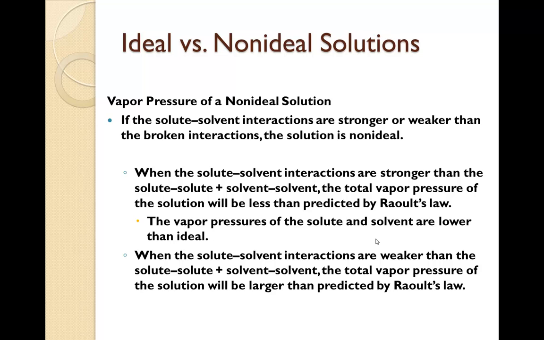When the solute-solvent interactions are weaker than the solute-solute plus solvent-solvent that were broken, the total vapor pressure of the solution will actually be larger than predicted. And that's because there's not as much holding it together, and they don't want to be around each other as well, and so they're more readily going from liquid to gas. And that is vapor pressure, Raoult's law, for two-component systems.